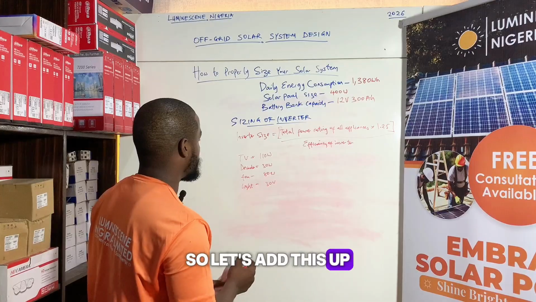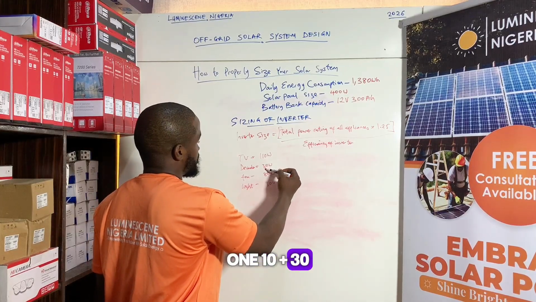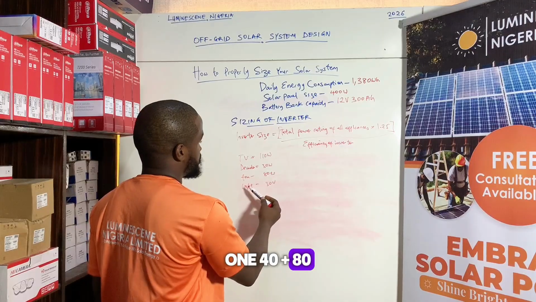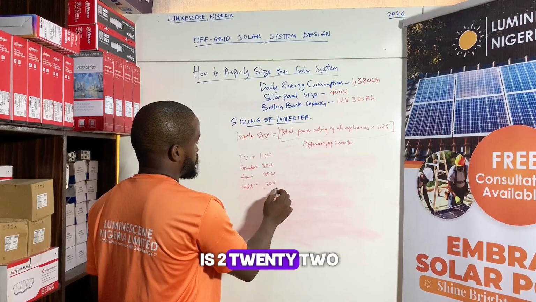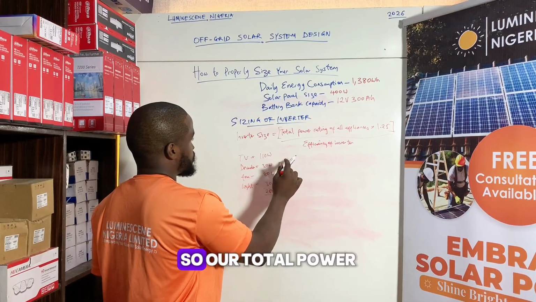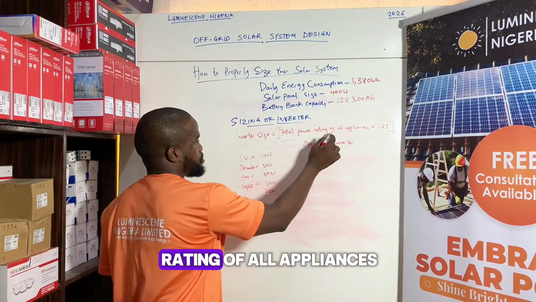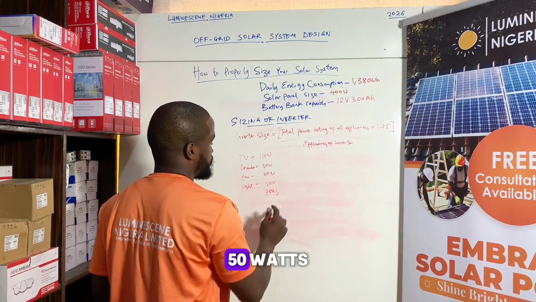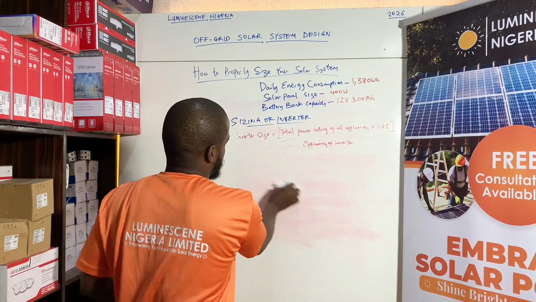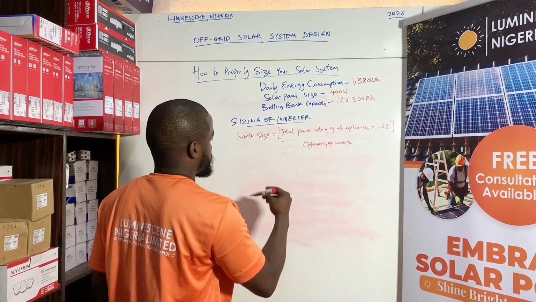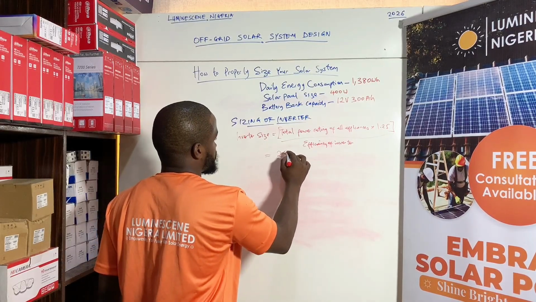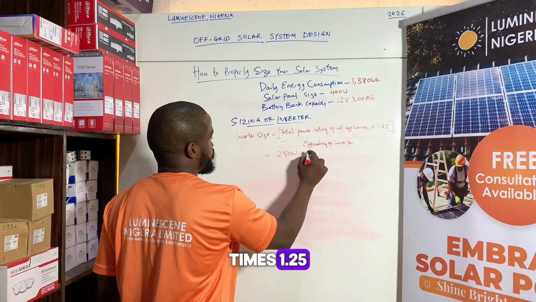So let's add this up. 110 plus 30 is 140. 140 plus 80 is 220. 220 plus 30 is 250 watts. So our total power rating of our appliances is 250 watts. So 250 watts times 1.25.